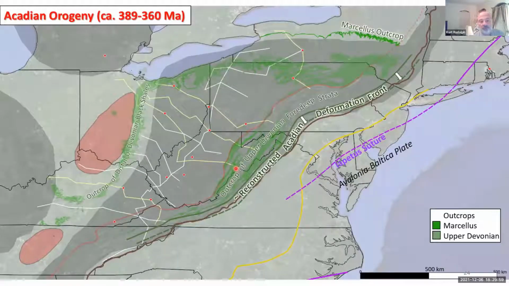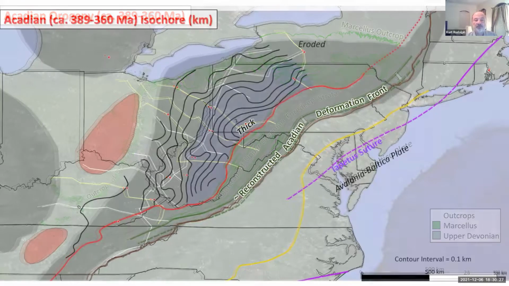So we're going to move up to the Acadian orogeny. What's shown in green here are the outcrops because of exhumation of upper Devonian strata, and we go from a classic deltaic clastic wedge in this position all the way out through these distal black shales of the Huron formation. And the Marcellus, which is middle Devonian in time, is outcropping here. And that's where we've reconstructed the Acadian deformation belt.